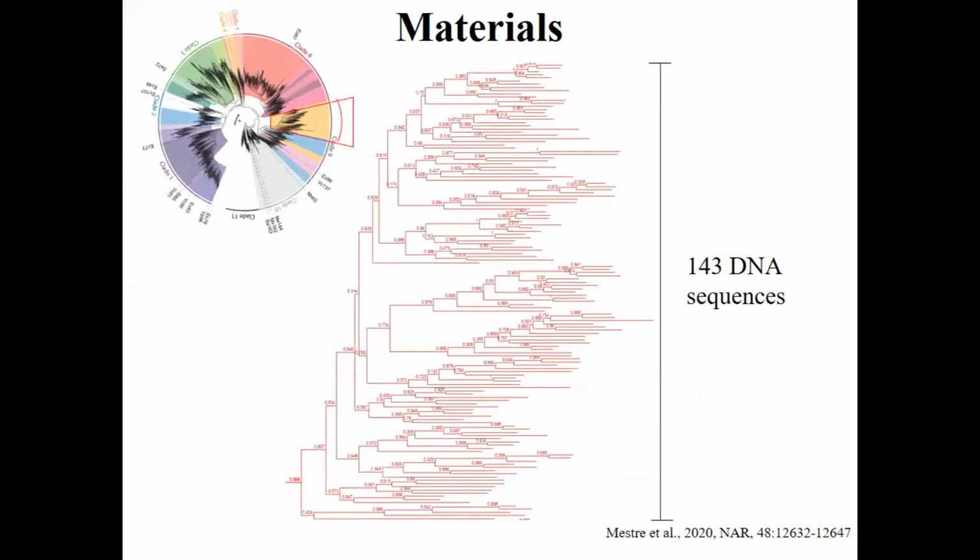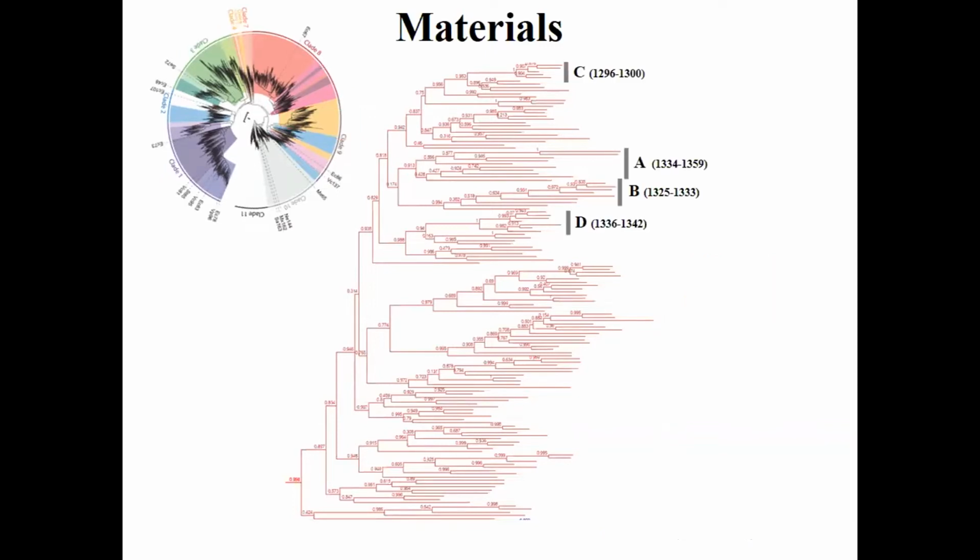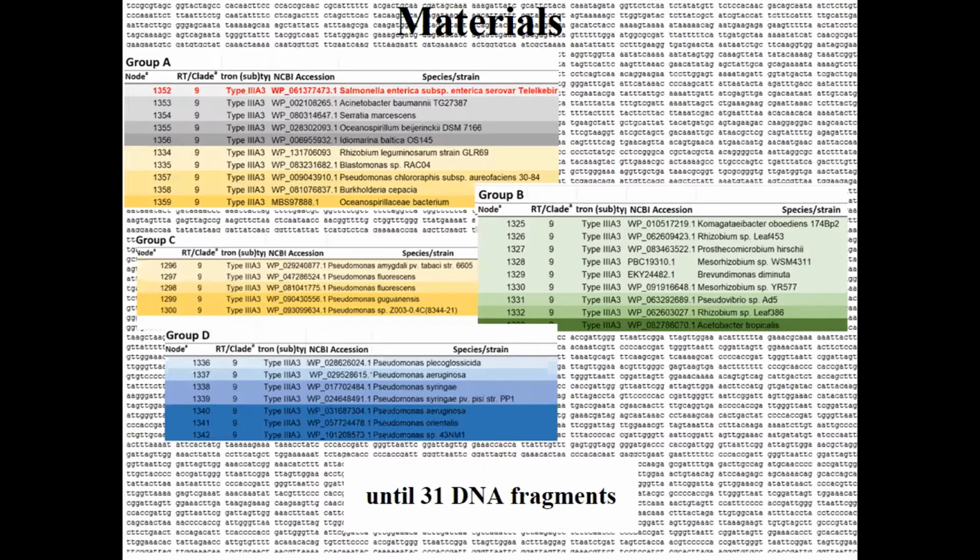Our initial dataset consisted of 143 DNA sequences as representatives of retron type 3A3, described by Mestre and colleagues, for a final selection of DNA entries of 4 different phylogenetic RT subgroups, A to D, dealing with 31 DNA fragments from bacterial genomes, where the retron tripartite locus was to be studied and compared.